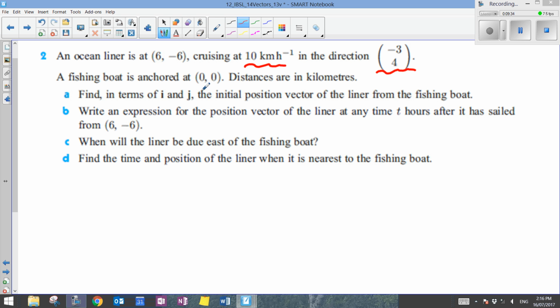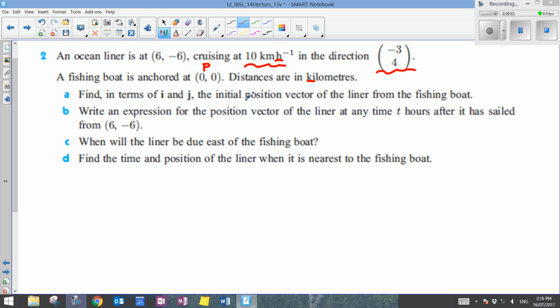This is only the direction. Then you also have a fishing boat that's anchored at (0, 0). So that would be kind of like our point that's given to us. And this is our moving object, the cruise liner, the ocean liner. And our distance is in kilometers. It looks like our time is in hours. Okay, so we know a little bit already about it.